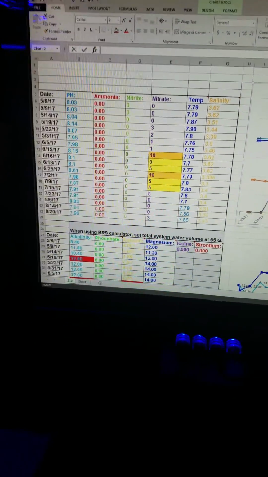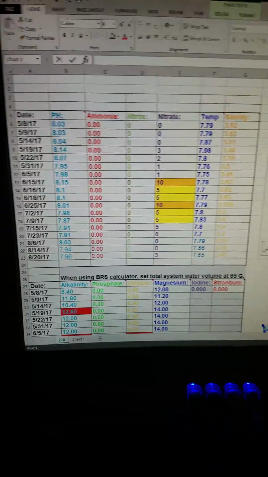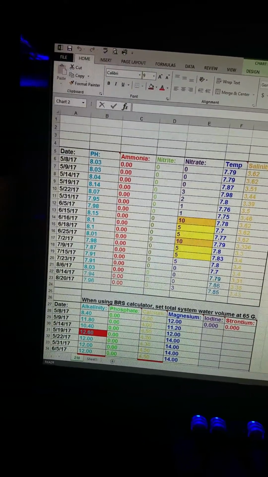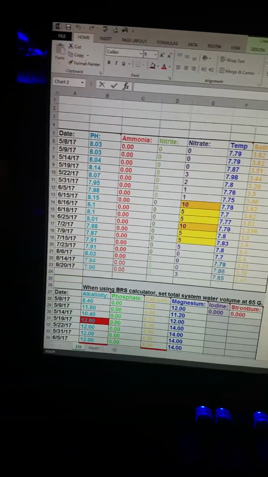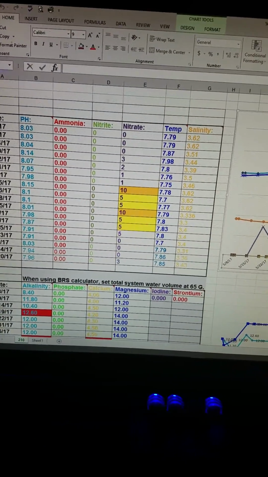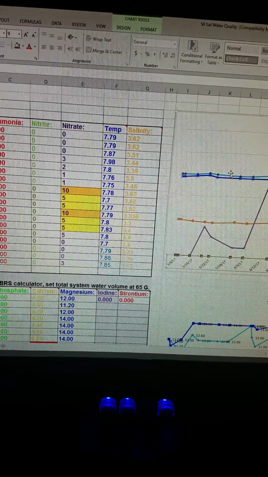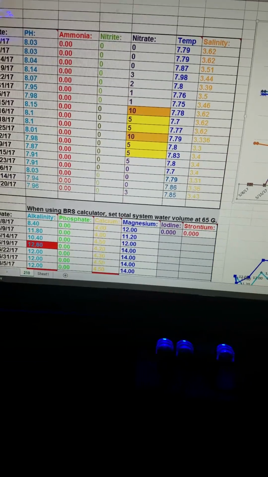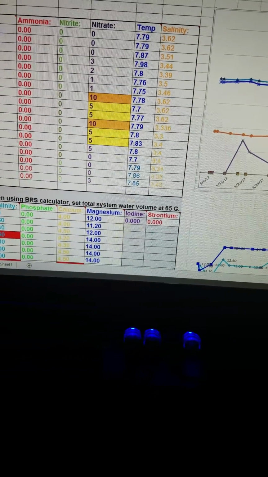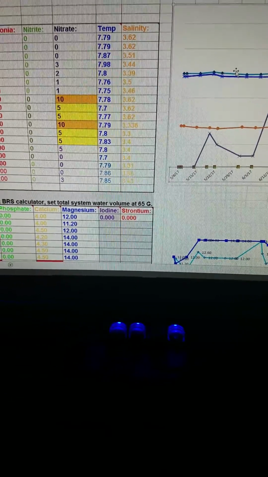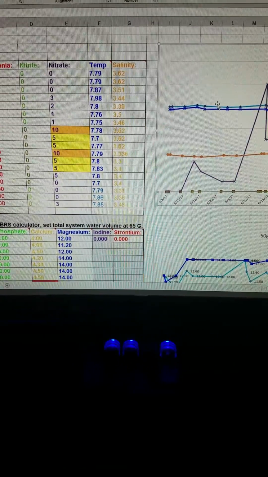I don't know how well you can see the spreadsheet that I've put together. I'm tracking a lot of different things. Well, not a lot, but a handful of different things. The pH, ammonia, nitrite, nitrate, the water temperature, the salinity, alkalinity, phosphate, calcium, magnesium. I don't test iodine and strontium. I need to. That would definitely help out.